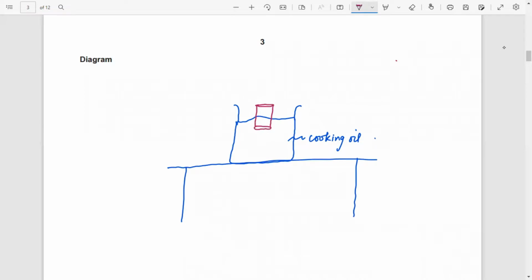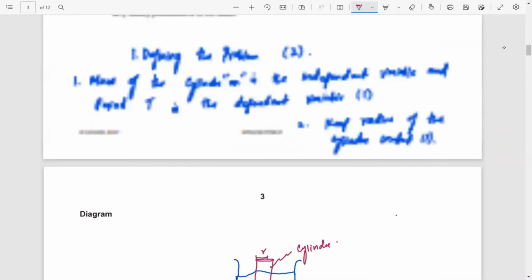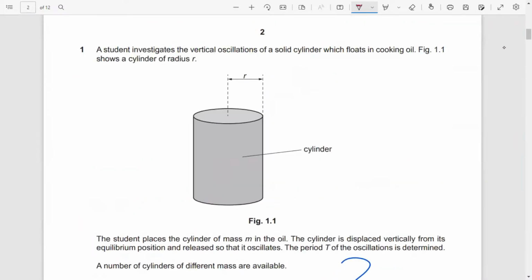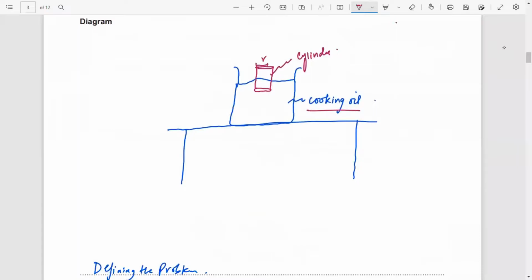और आप उनको लेबल कर दें. This is the cylinder, and this is the cooking oil. आपने लेबल जरूर करना. सिलेंडर है, उसका रेडियस R है, ठीक है? जो आपको ऊपर इन्फॉर्मेशन दी हुई है उसी को आपने यूज करना है. This is cylinder and this is the radius R, and this is the cooking oil. This is a beaker, and this is a bench, right?